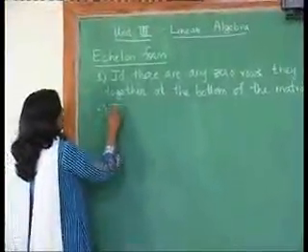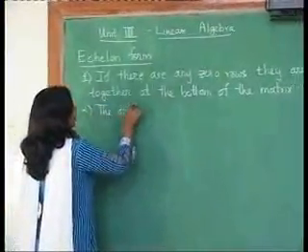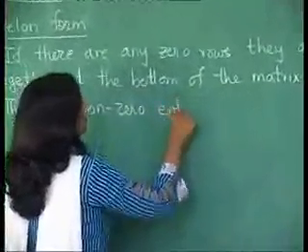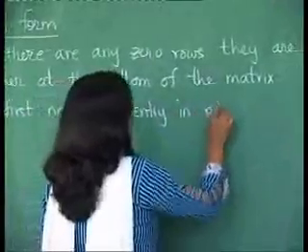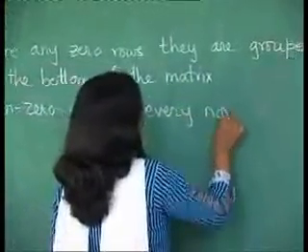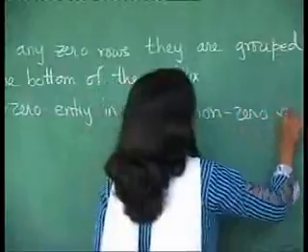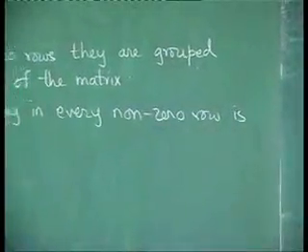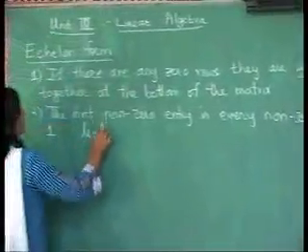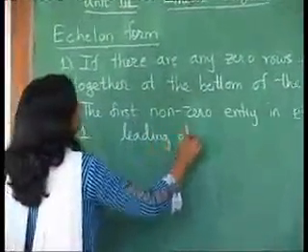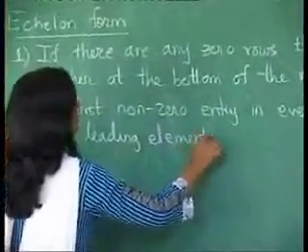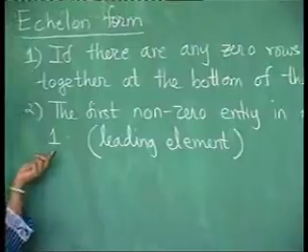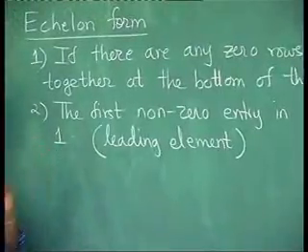Then, the first non-zero entry in every non-zero row is 1. We call this element the leading element. It's like a leader for that row because in that row it is the first non-zero element.